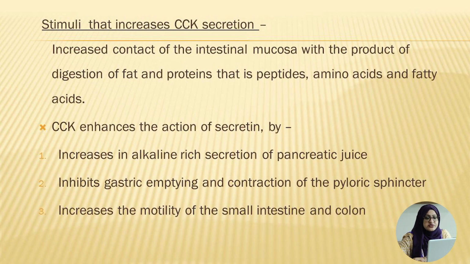Stimuli that increase cholecystokinin secretion: increased contact of the intestinal mucosa with the products of digestion of fat and protein, that is peptides, amino acids, and fatty acids. Cholecystokinin enhances the action of secretin by increasing alkaline-rich secretion of pancreatic juice, inhibits gastric emptying and contraction of the pyloric sphincter, and increases the motility of the small intestine and colon.